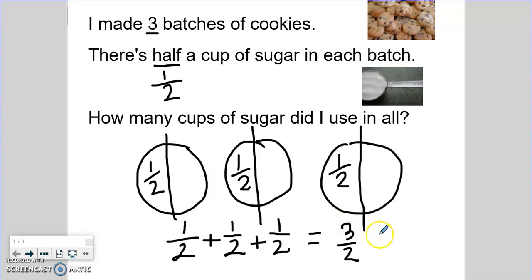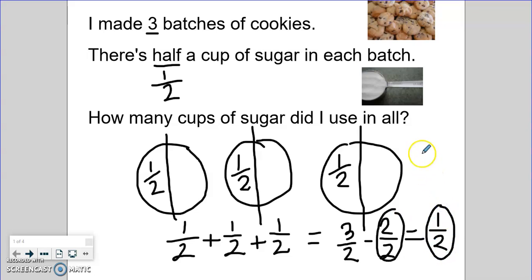What can you simplify this to? I know that I could subtract 1 whole, which is 2 halves, which equals 1/2 left over. So my answer is here. It's 1 and 1/2. My answer is 1 and 1/2 cups of sugar were used to make 3 batches of cookies.